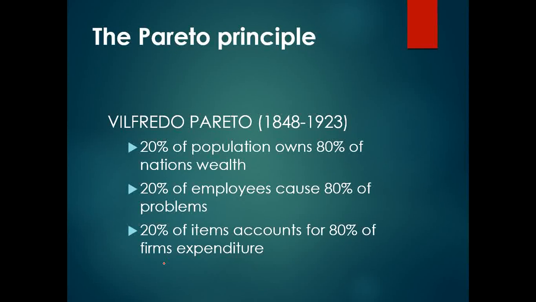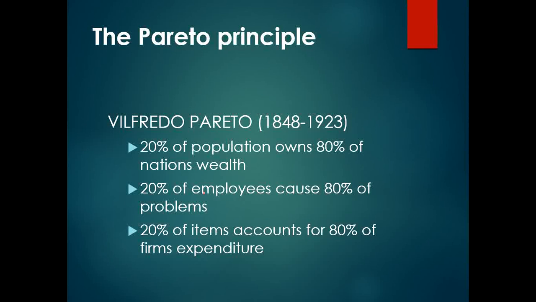There is a Pareto principle, in which this principle was working. He was saying that 20% of the population owns 80% of the national wealth, and 20% of the employees cause 80% of the problems, and 20% of items account for 80% of the firm expenditure. Like this he was telling.